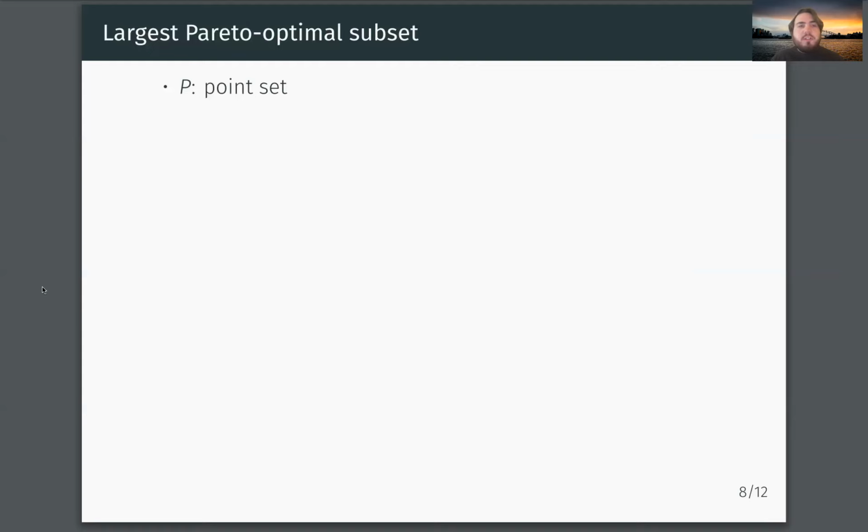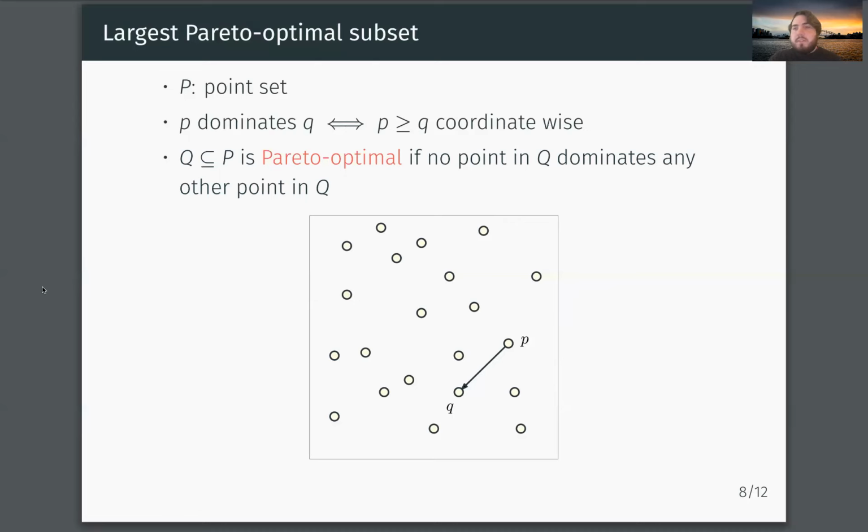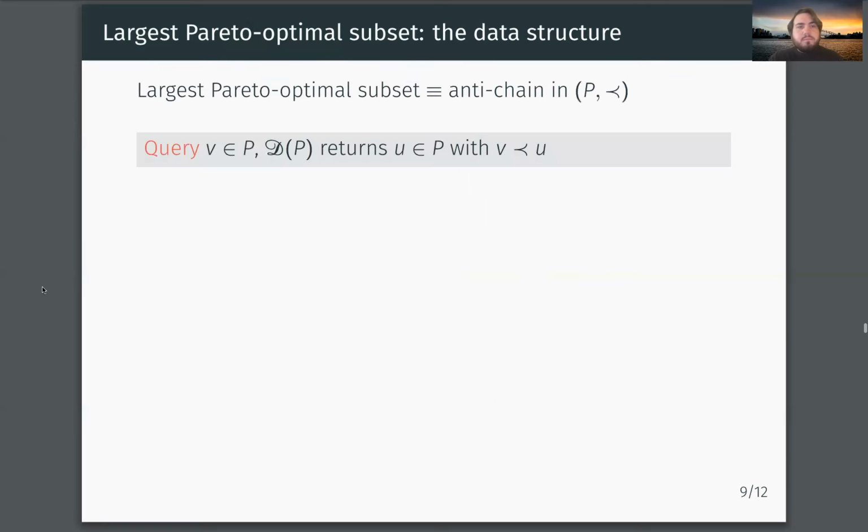So let's go back to the largest Pareto-optimal subset problem. Recall that we're given a point set P, and we say that for two points p and q, p dominates q if each coordinate p_i is greater than or equal to q_i for all i. We say a subset Q is Pareto-optimal if no point in Q dominates any other point in Q. Remember, in the context of posets, a subset Q which is Pareto-optimal is exactly an anti-chain in the poset for P. So we want to compute the largest anti-chain in this poset.